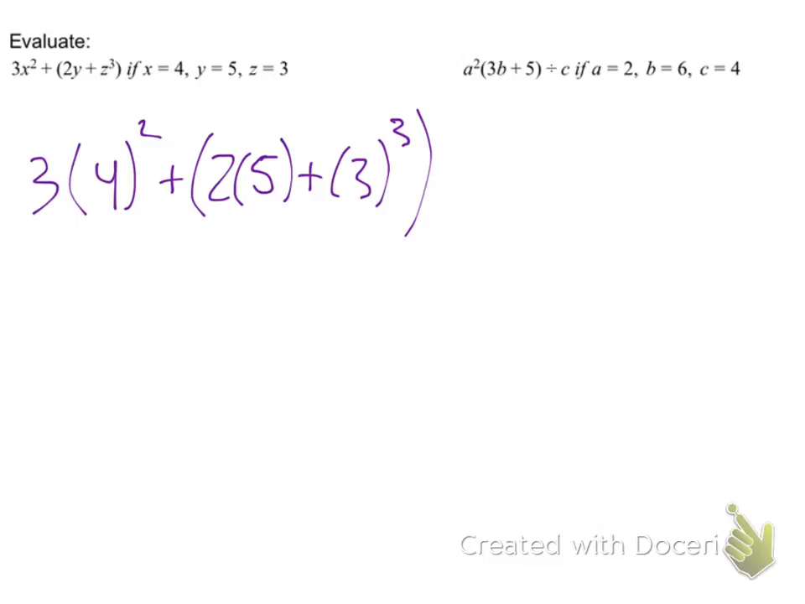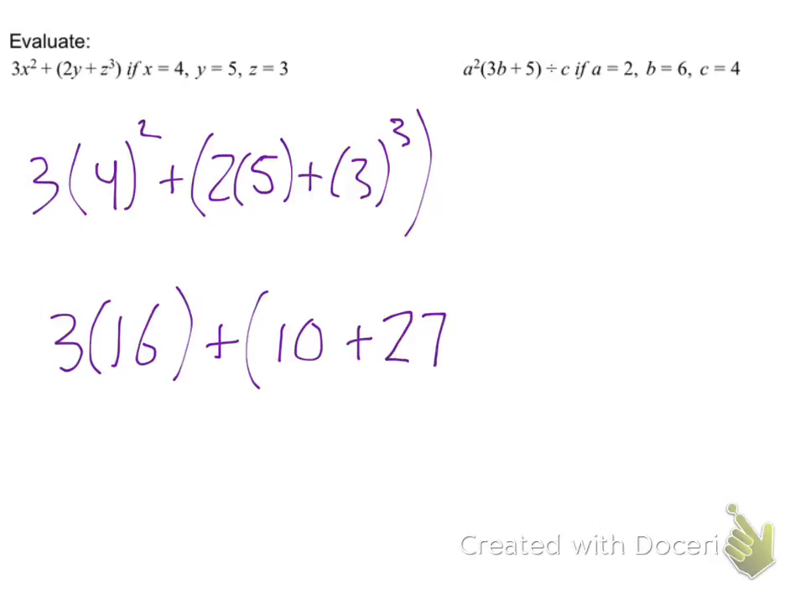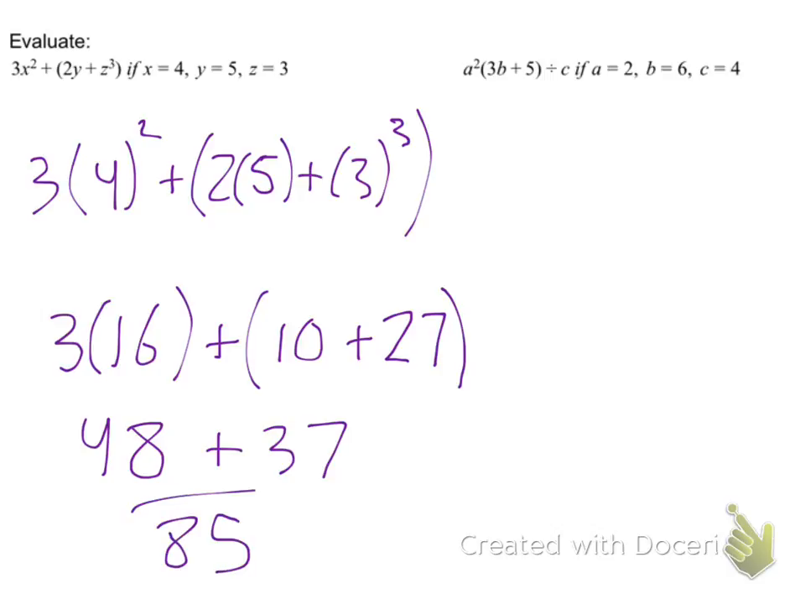What's 4 squared? So 3 times 16 is completely independent from the fact that 2 times 5 is 10 plus 3 to the third power. It's 27. And what's 3 times 16? 48 plus 37, which ends up being 85.